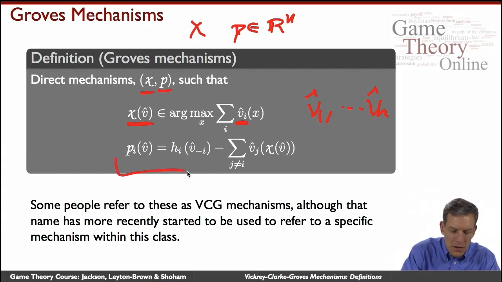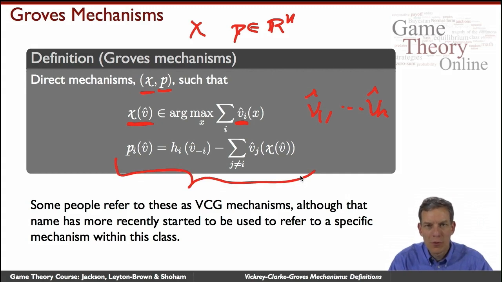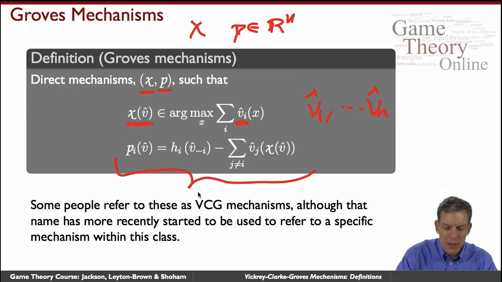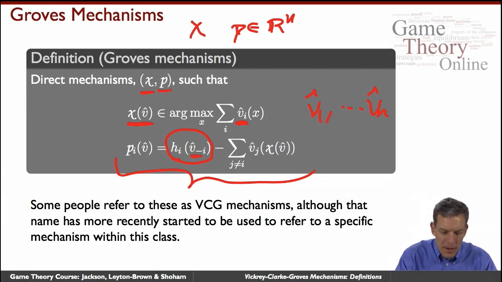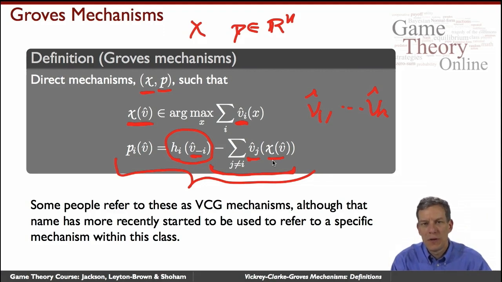Then the key thing here is going to be the payment rule. And what's the payment rule going to look like? The payment rule for a given individual is going to be some function of what the other individuals announced. So V hat minus i, meaning the vector of utility functions announced by the other individuals other than i. And it's also going to have a part here, we'll subtract off the sum of the announced valuation functions evaluated at the chosen alternative by society.